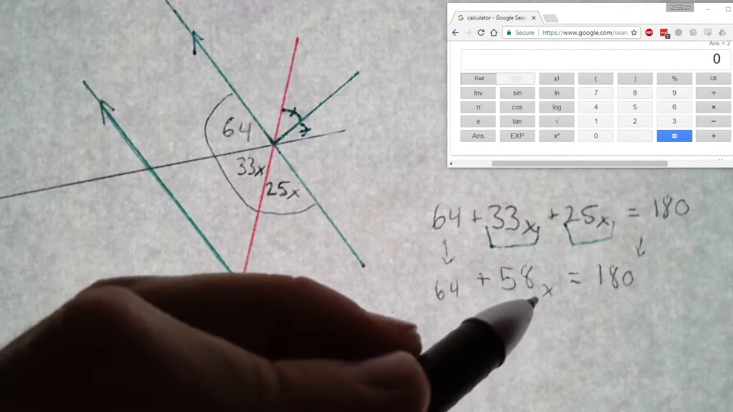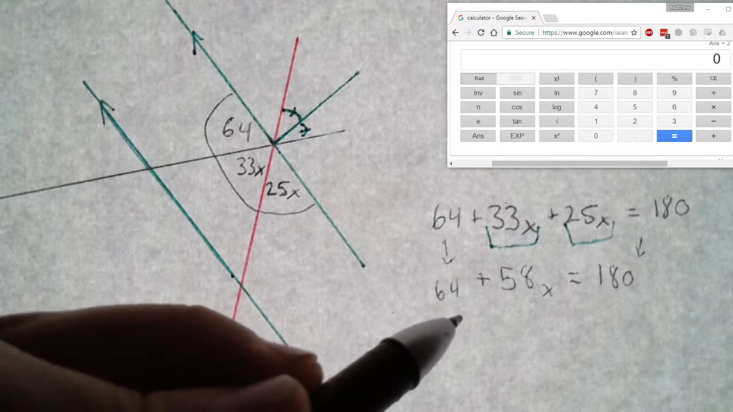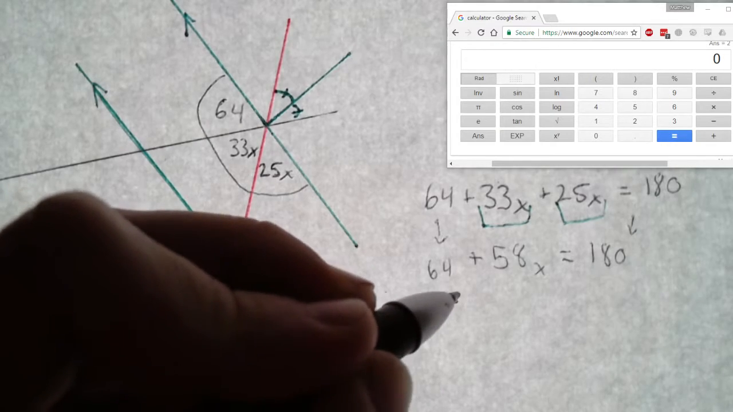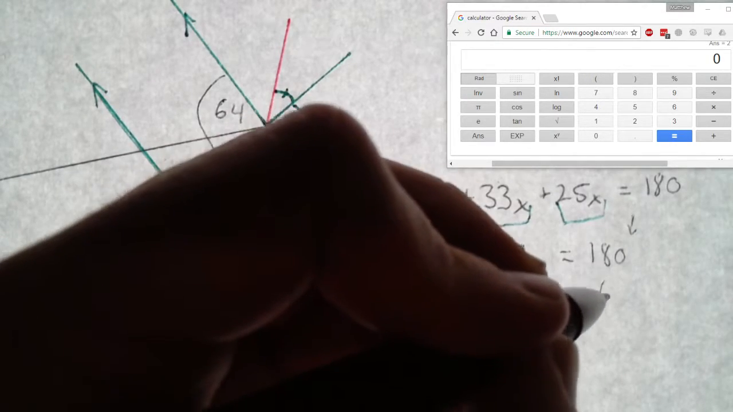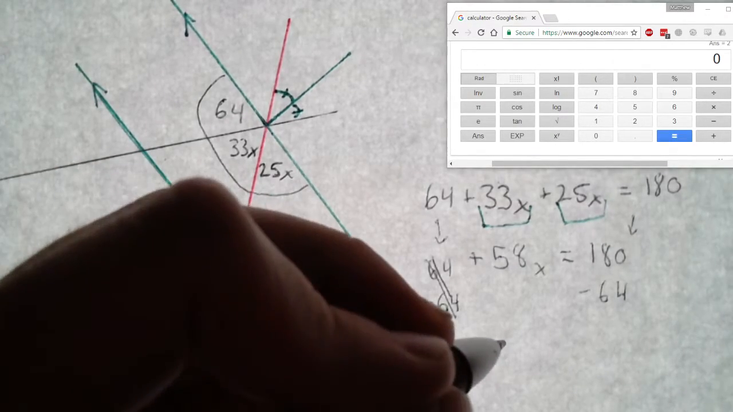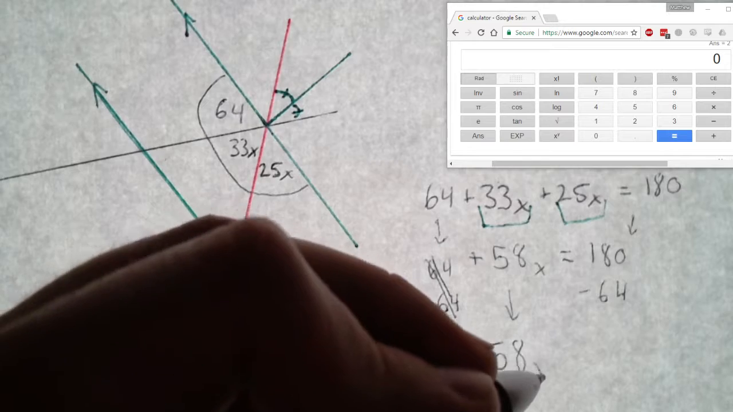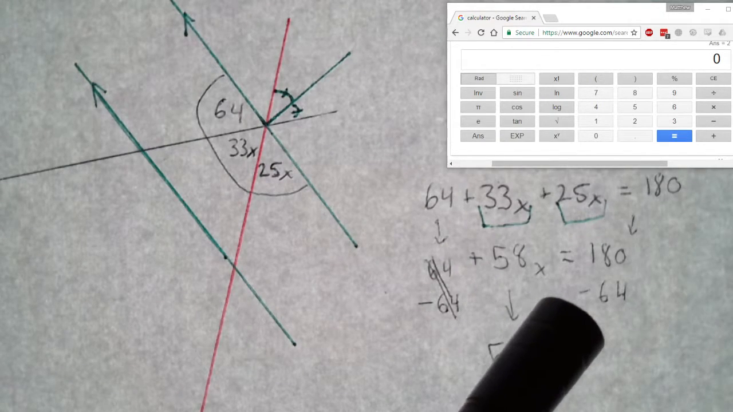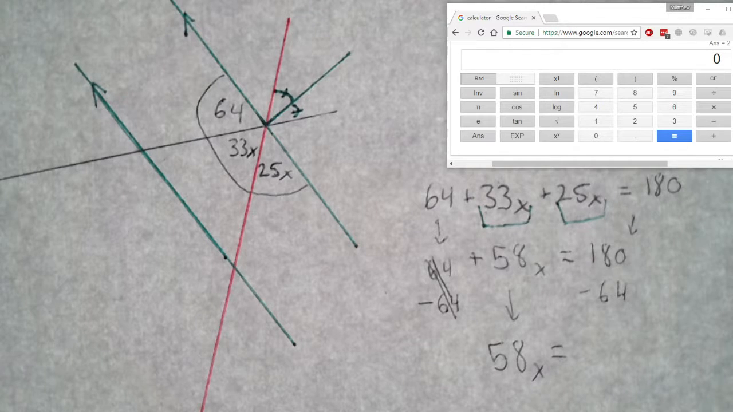Now I want to get the x all by itself, so I'm going to start by taking away the 64. I'll do minus 64, minus 64, cancel those out. I'm left with 58x, and I bring that down. 58x equals 180 minus 64. 180 minus 60 will be 120. 120 minus 4 should be 116. Let's double check that just to be sure. 180 minus 64, 116.